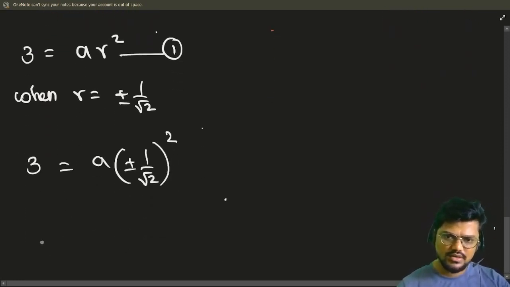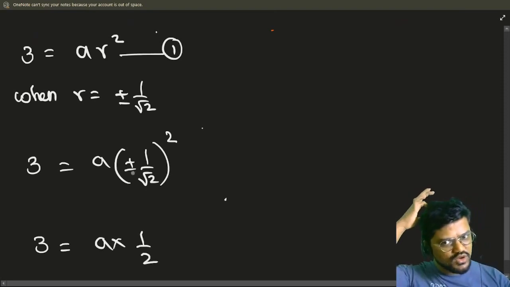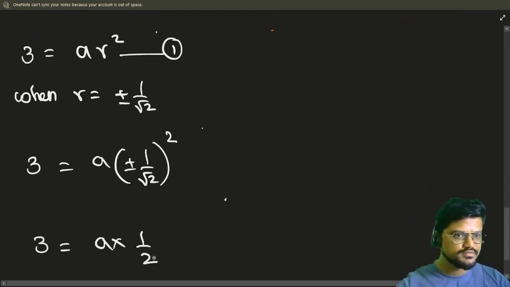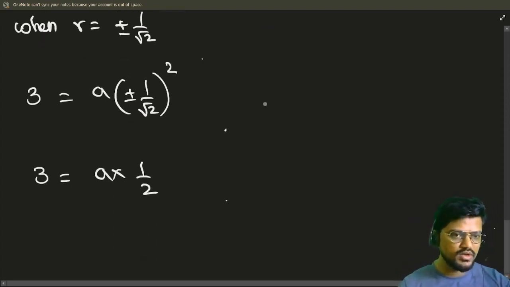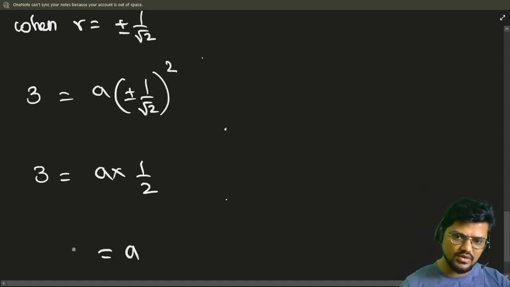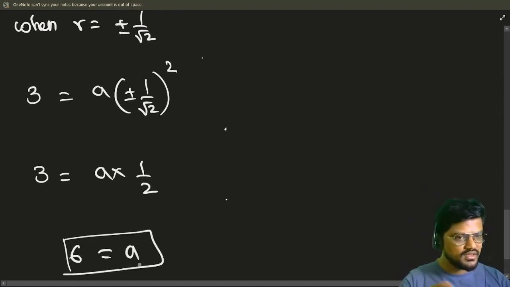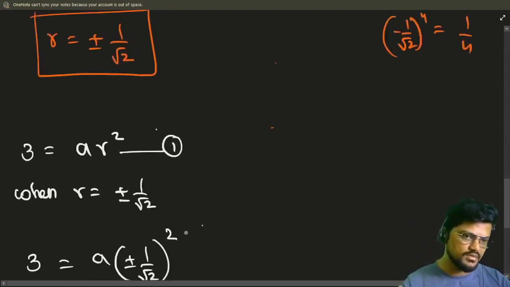So it will be what? 3 equals a into 1 upon 2, because even if it is plus or minus, the answer will be 1 upon 2 only. Right? Plus into plus is plus and minus into minus is also plus. So that's why you will get 1 upon 2 only as the answer, and finally you get the value of a. Once you get the first term and you get the ratio, you can find any term now.